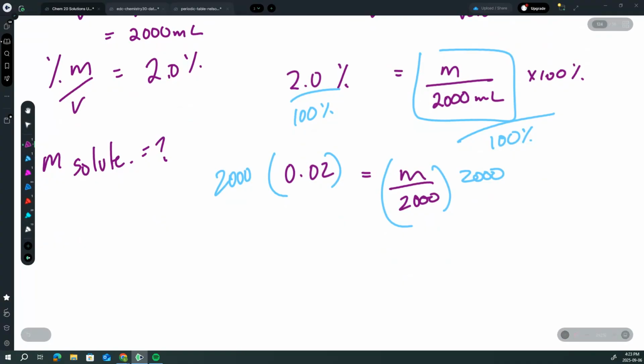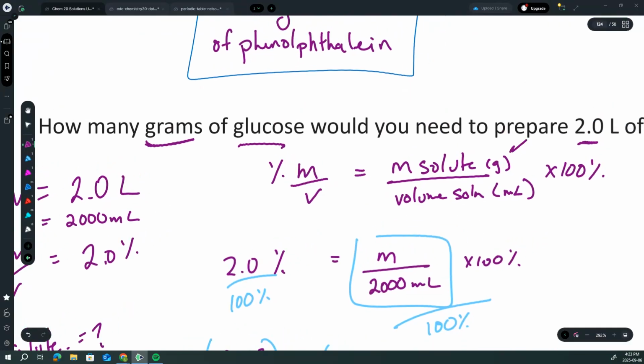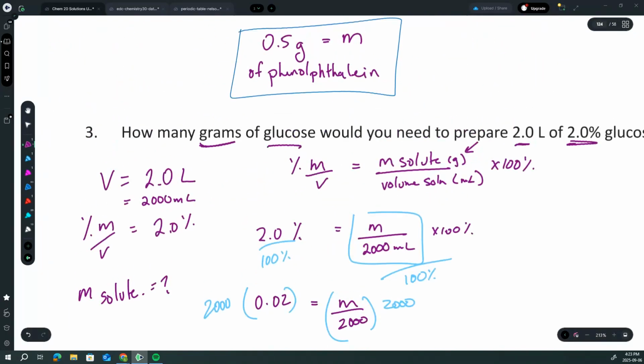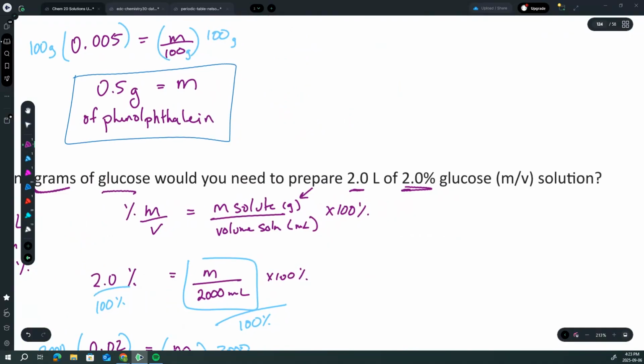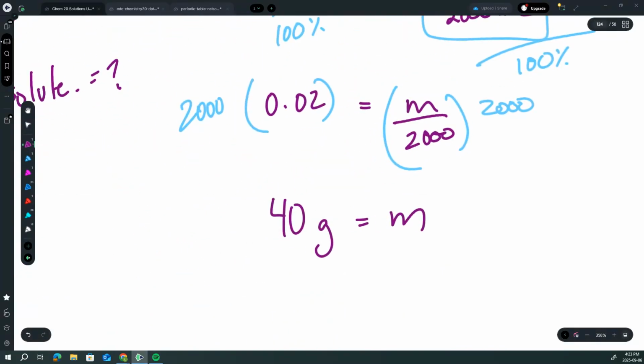And for an answer we get 40, and since this is our mass of our solute, it's going to be in grams. So 40 grams is equal to mass, and looking at my numbers, both of them are in 2 sig digs, so my final answer needs to be in 2 sig digs, which it already is. So 40 grams of glucose.